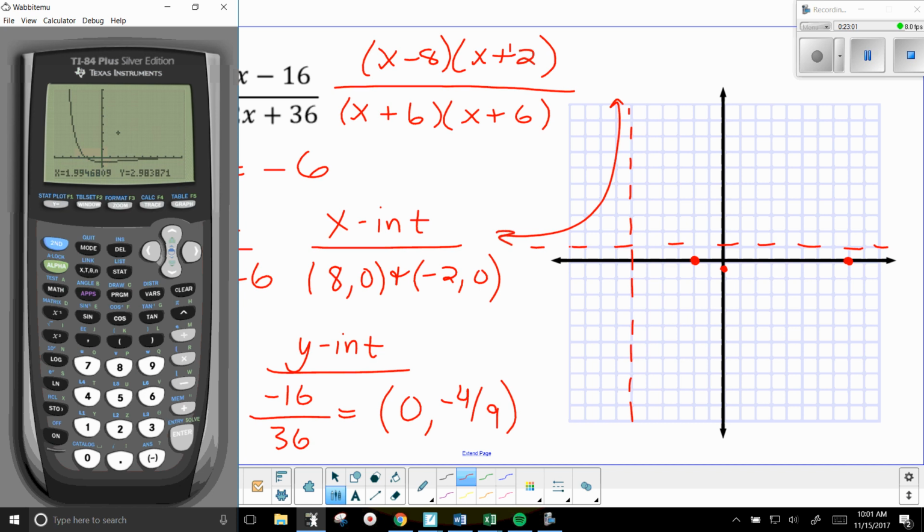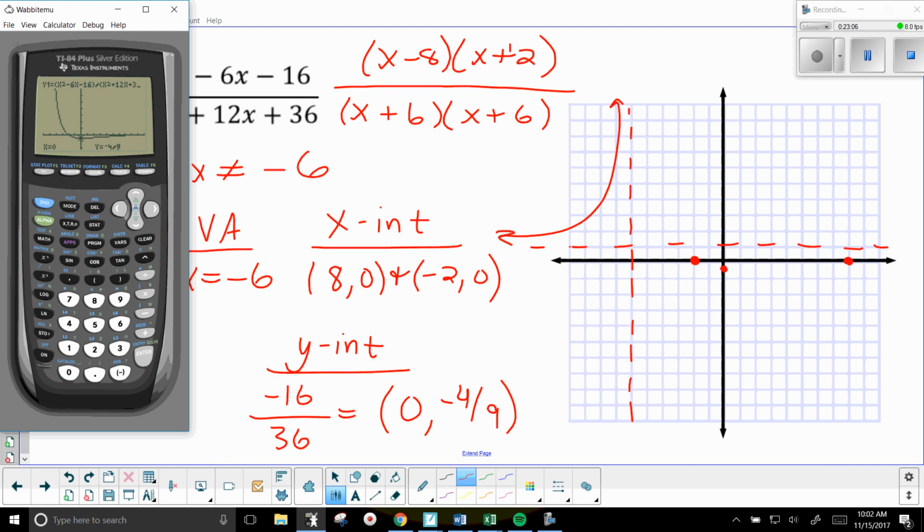And then if we want to trace 0, it does confirm that my y-intercept was -4/9. And then it comes back up and crosses at x equals 8 again. And then it just kind of rides along the asymptote. We could move the window further right if we wanted. So the x max, I'm going to go like 20. You can see that it comes back up, it crosses at 8, and then it just kind of rides underneath the asymptote into the sunset.